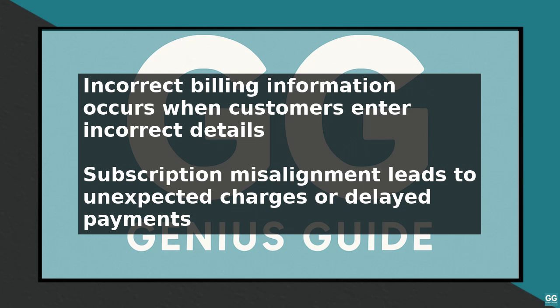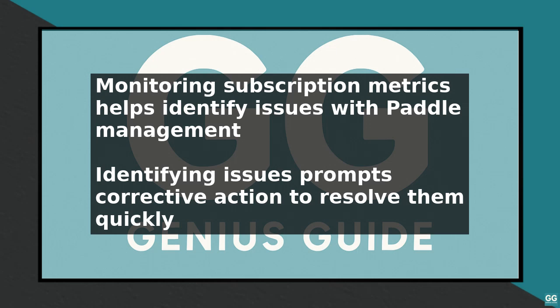Identifying and resolving issues. To identify issues with your Paddle subscription management, it is essential to monitor your subscription metrics regularly. Look out for unusual patterns or discrepancies in your revenue streams. Once you have identified an issue, you can take corrective action to resolve it. For example, if you notice that a customer's billing information is incorrect, you can update the details manually or send a notification to the customer to update their information.